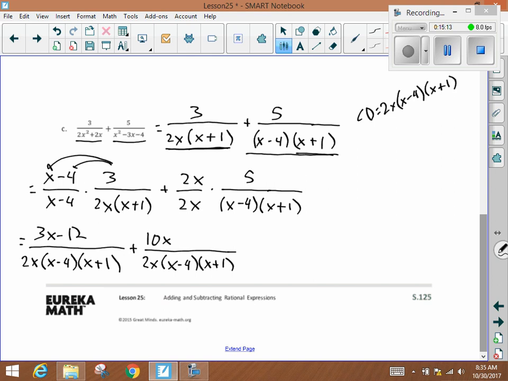Okay, so now we've got a common denominator. I'll go ahead and put them all over that common denominator. So that gives me, is it fair for me to add these? 13x minus 12, right? I'm going to be combining like terms there. x minus 4 times x plus 1 in my denominator. There we are.